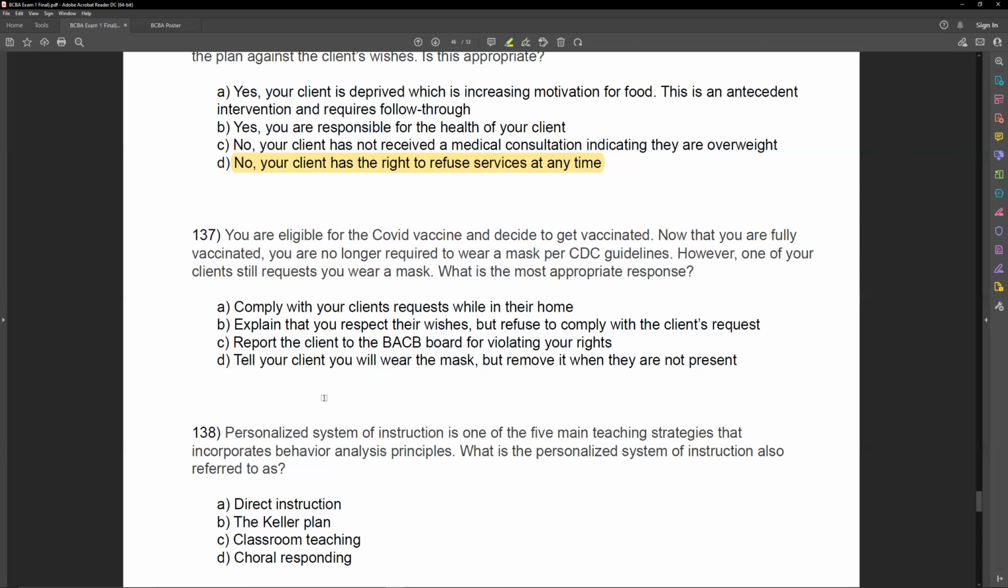That's the worst. Lying to your client. Again, we're trying to build a good, solid foundation with this client. Respect their wishes. Build good rapport. Treat them right. Our best response here is comply with the client's request while in their home. If we can't do that, then we might need to start looking for somebody else to take this case.